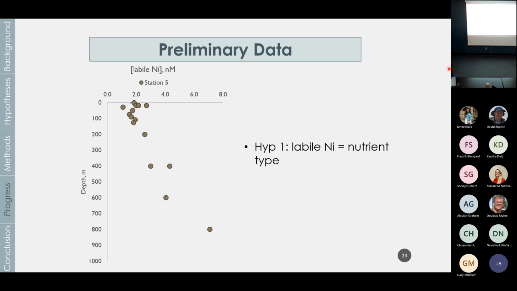So my hypothesis 1 was that labile nickel would have a nutrient type profile. This doesn't look exactly like the nutrient type profiles that we think of classically necessarily, but because it's preliminary data, I think it's okay for now. And we can still see these lower surface concentrations in comparison to the greater concentrations at depth. So this is very exciting.